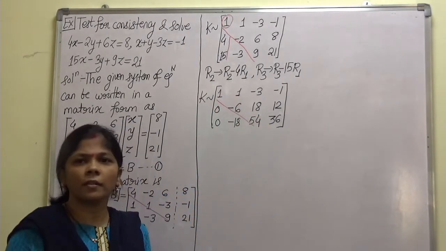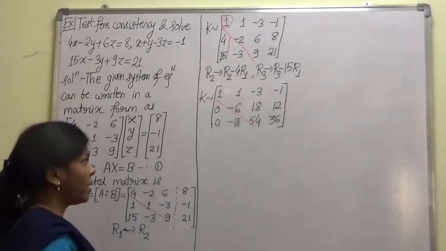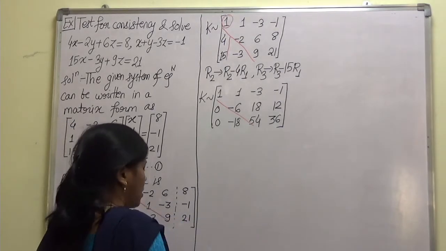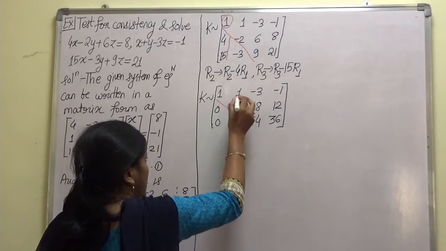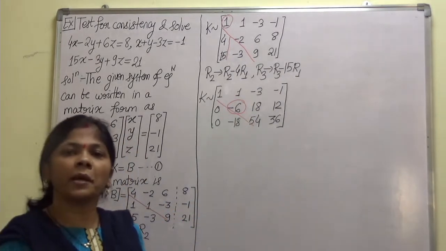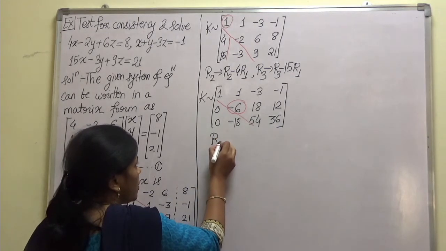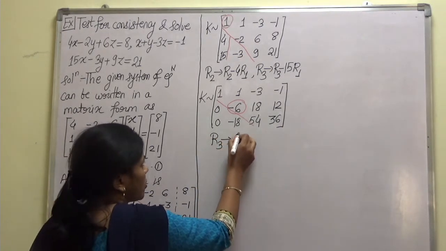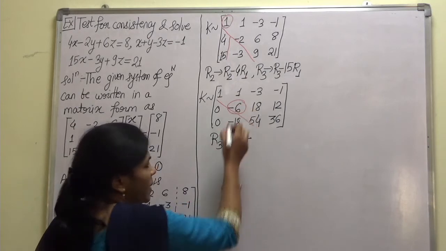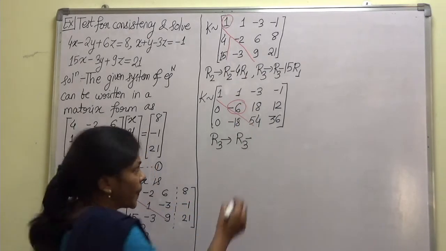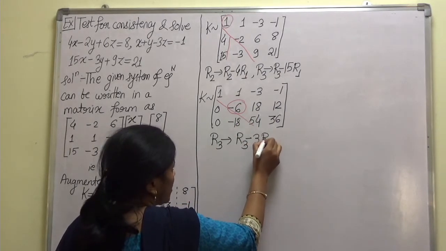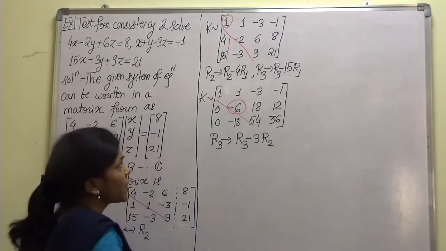Again, go for diagonal element identification. Consider the second diagonal element. Make all the elements lying below it 0 with the help of this only. So the change is in R3. What we have to do is multiply the second row by 3 and subtract it from R3.